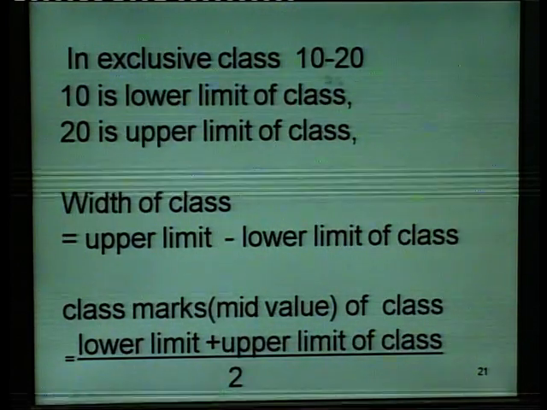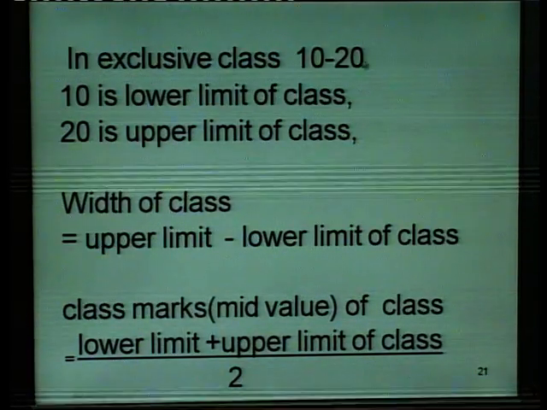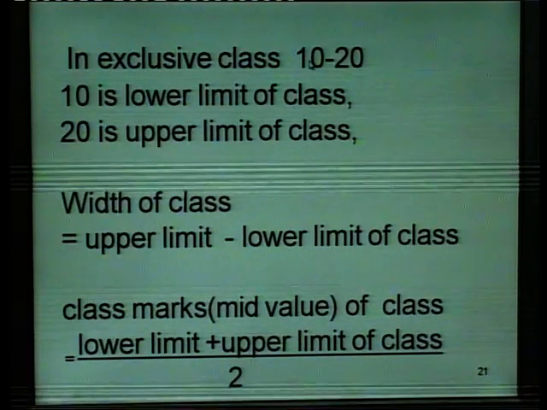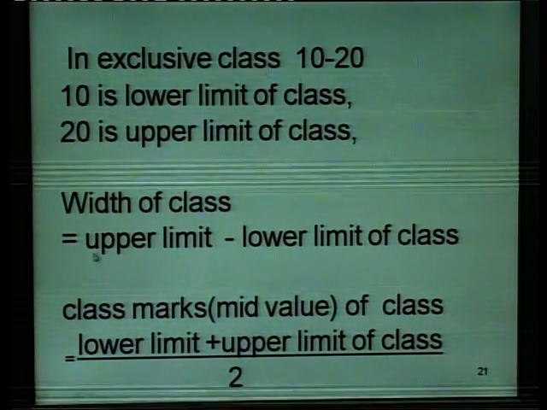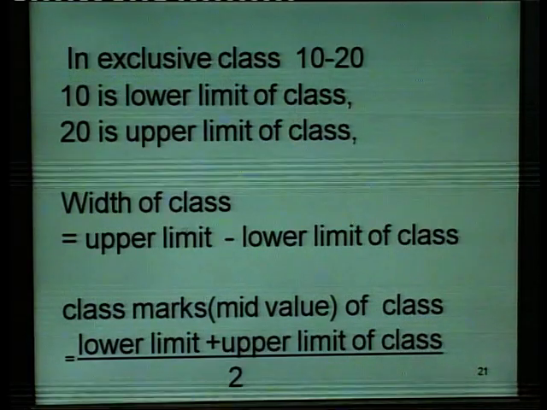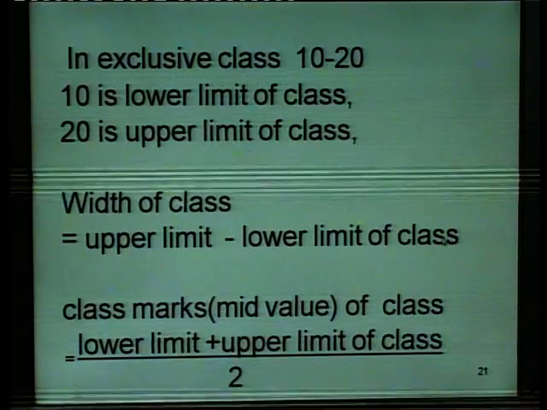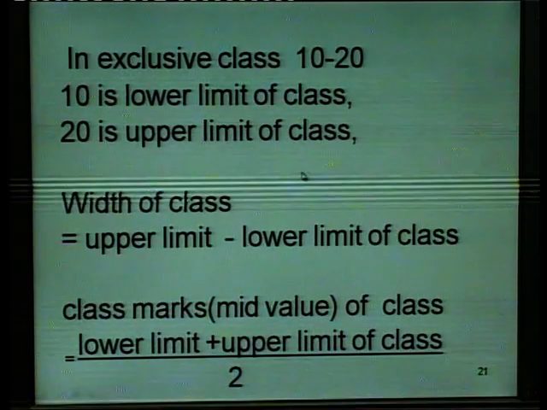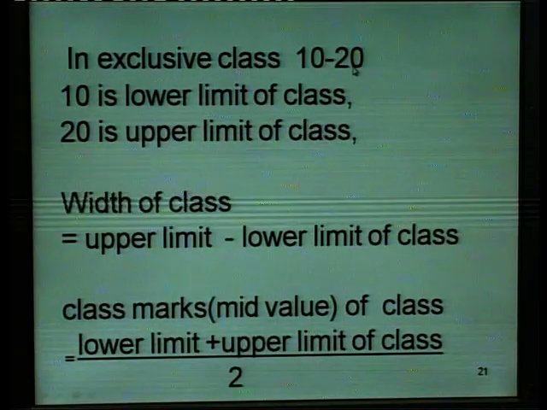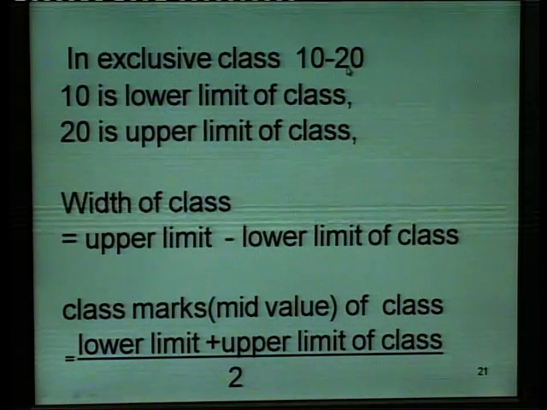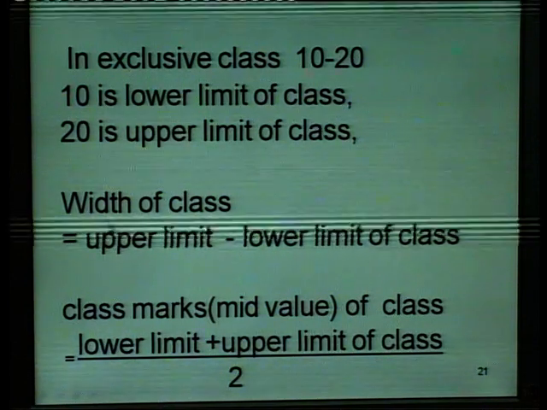In the exclusive class 10 to 20, here 10 is called the lower limit of the class, 20 is called the upper limit. The left side limit is the lower limit, the right side limit is the upper limit. How do we find the width of a class? Upper limit minus lower limit of the class. For any class given, we subtract the lower limit from the upper limit. It is also called the height of the class.